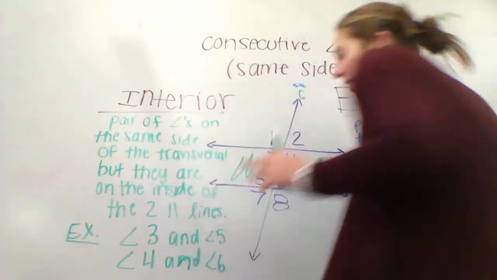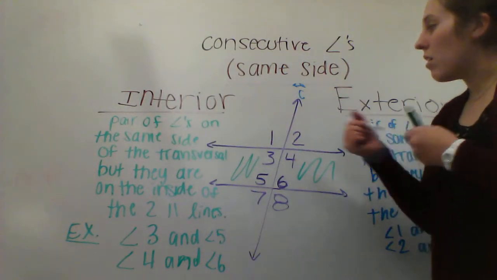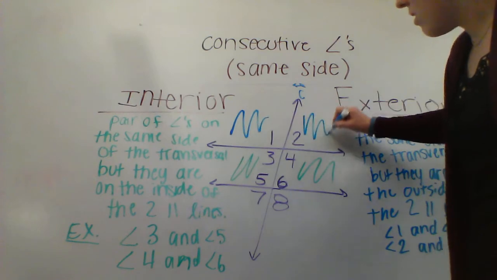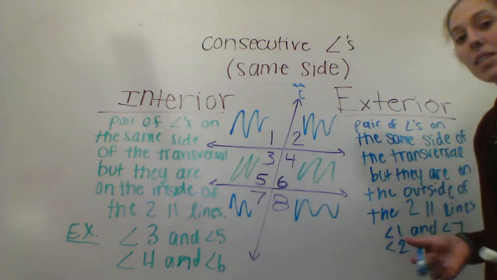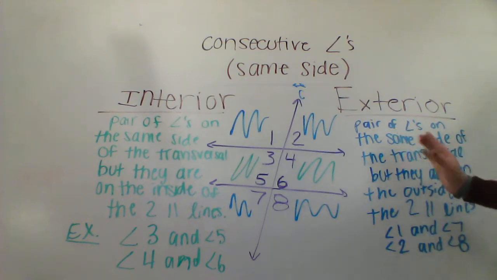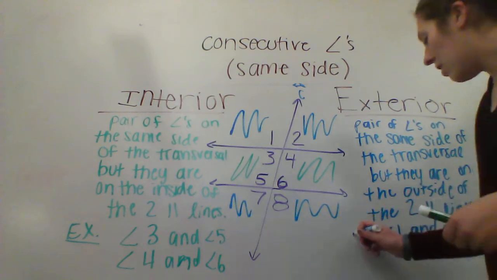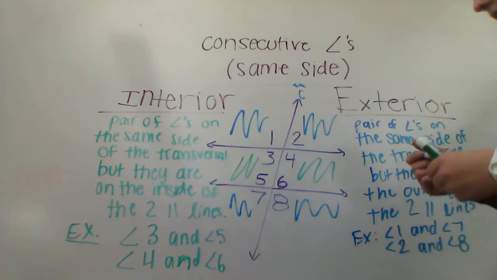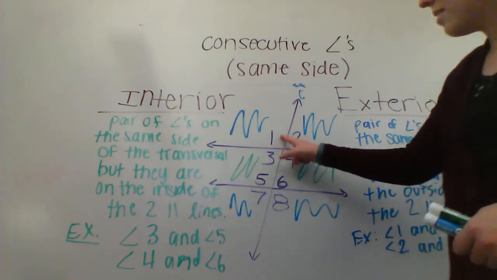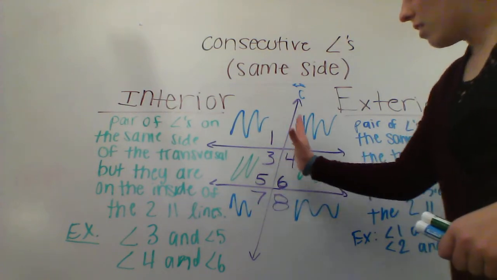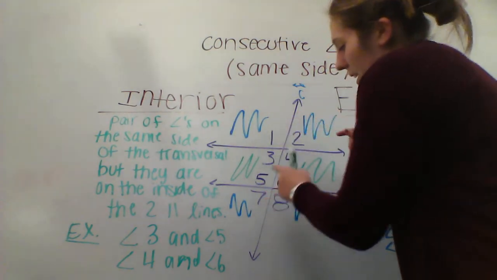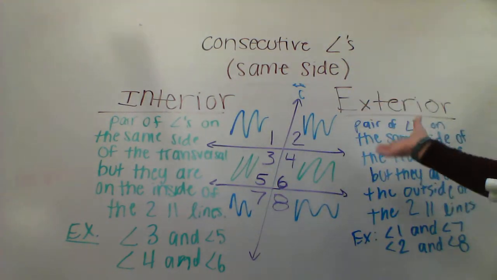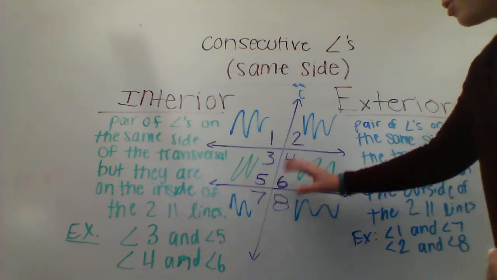So we go over to exterior. Exterior means on the outside. The outside of the two parallel lines occurs over here. We're looking for the same side, so they're a pair of angles on the same side of the transversal, but on the outside of the two parallel lines. Our examples here are angle 1 and angle 7. They're both on the left side of the transversal and on the outside of the parallel lines. So angles 1 and 7 are consecutive exterior angles, and the same thing applies for 2 and 8.